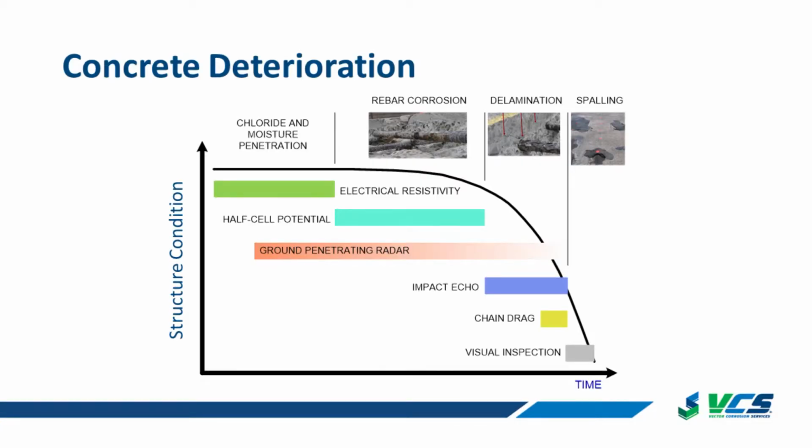Tools like electrical resistivity and corrosion potential survey, which some people call half cell, can identify active corrosion. GPR is a very good tool that can identify a lot of different conditions. Impact echo can identify delaminations before hammer sounding and chain drag. So I'll talk a little bit about each one of these things.